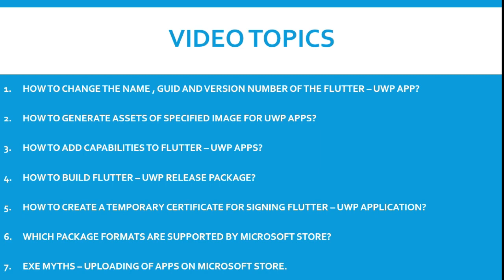Then, how to create a temporary certificate for signing a Flutter UWP application. To do that, you need to open Visual Studio. Follow my steps. You need to create a blank UWP app. Click on the solution, right click on it and click on the publish button. Then select the option side loading. After selecting side loading, you will get a prompt for signing the package.